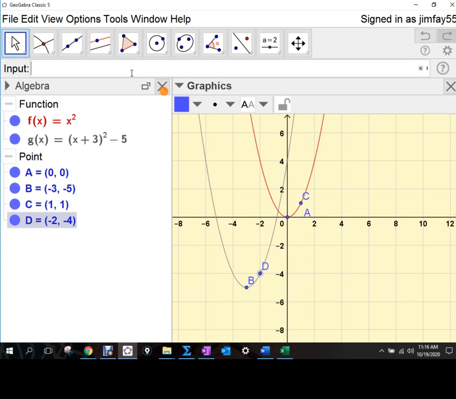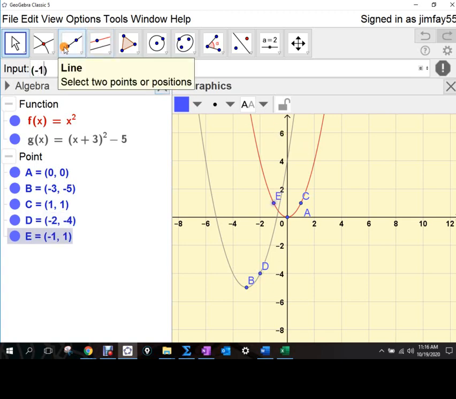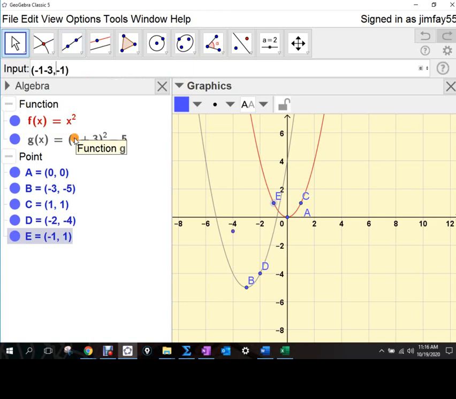Now I also know that there's a point on x squared that is negative 1, comma 1. It's that point E right there. Well, if I start with that point, negative 1, and say, this plus 3 is going to move left 3, so subtract 3 from the x. And the minus 5 is going to move it down 5, so subtract 5 from the y. Oh, sorry, that was a positive one. Subtract 5 from the y, hit enter, and it gives me F, right?